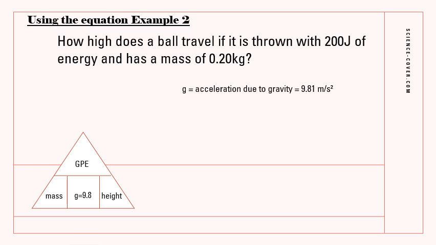Let's have a look at a second example. How high does a ball travel if it is thrown with 200 joules of energy and has a mass of 0.2 kilograms? Use g as 9.81 meters per second squared. So this time we're being asked to work out the height. So we cover up height on our equation triangle, and it gives us the GPE divided by the mass times 9.81.